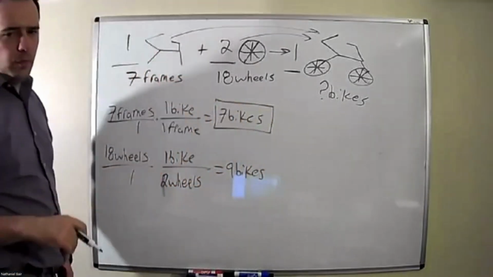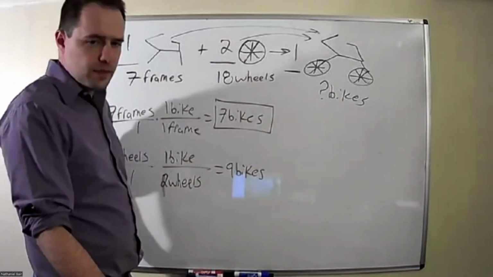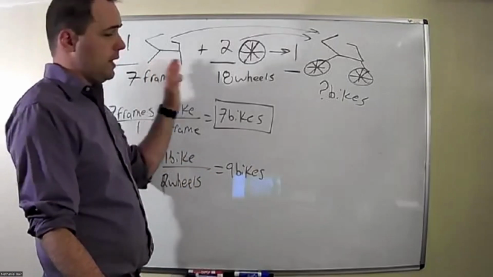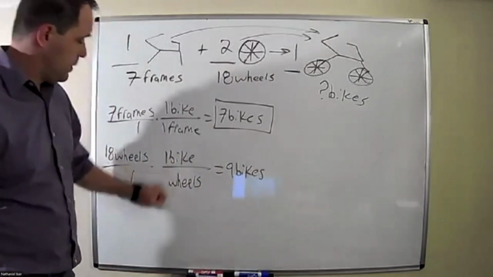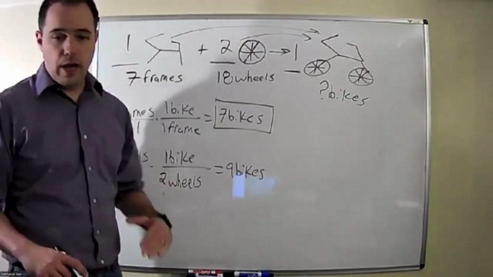So there we go. My theoretical yield is 7 bikes, right? 7 bikes is what I should be able to make. Obviously, the frames are the limiting reactant. The wheels are in excess. That should be nothing new. We covered all of that. We should be golden there, right?